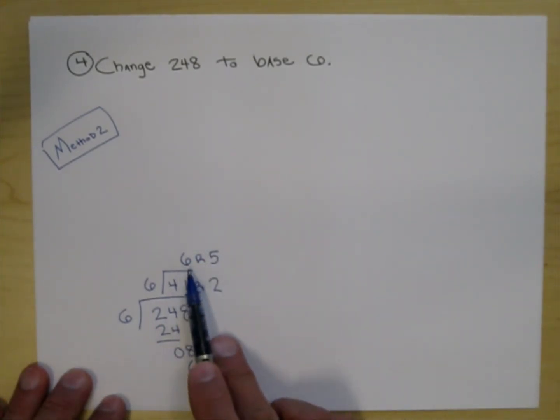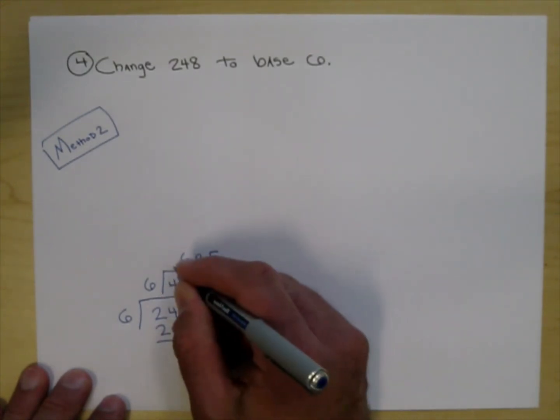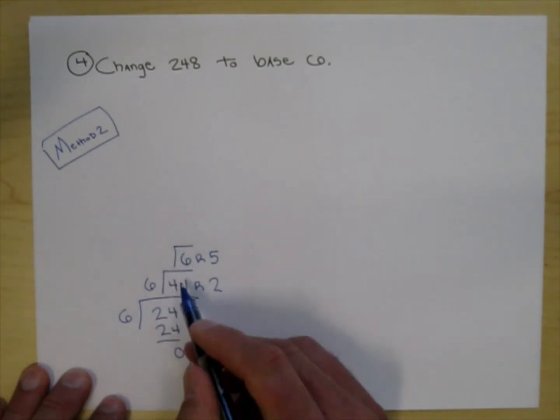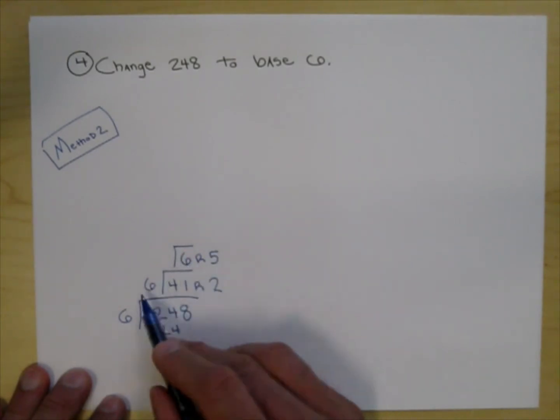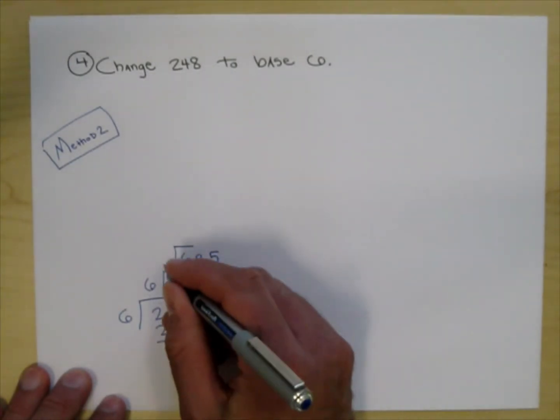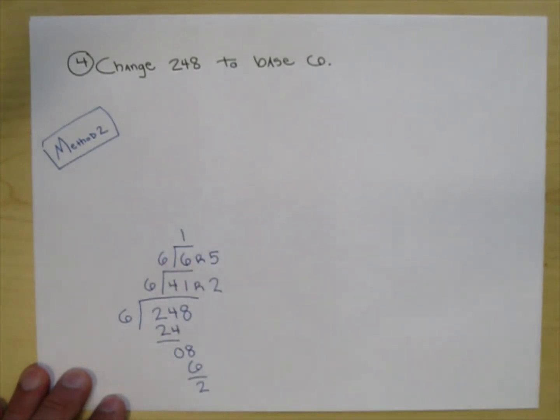So you might think, am I done? Because there's a 6 there. Well, can 6 go into that? And the answer is yes. You're done when the number is less than the number you're dividing. Okay? So 6 does go into 6 1 time.